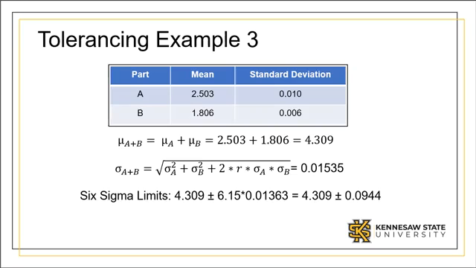Let's go back to the data in example 1. Part A and Part B are now dependent and have a correlation of 0.83. Note that the standard deviation of the stacked parts is 0.01535. Before, it was 0.01166. Now we can find the sigma tolerance limits to be 4.309 plus or minus 0.0944.